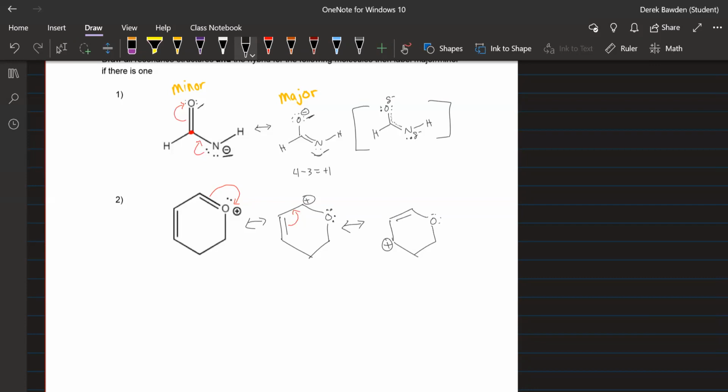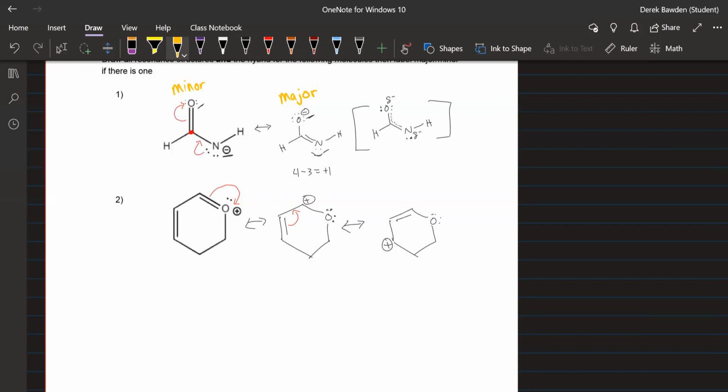Is the one on the right more correct than the one in the middle? We're going to talk about that in just a second. So no other resonance structures, right? There's nothing else we can do to this molecule other than undoing what we did with our resonance structures. So now we want to talk about major and minor products.